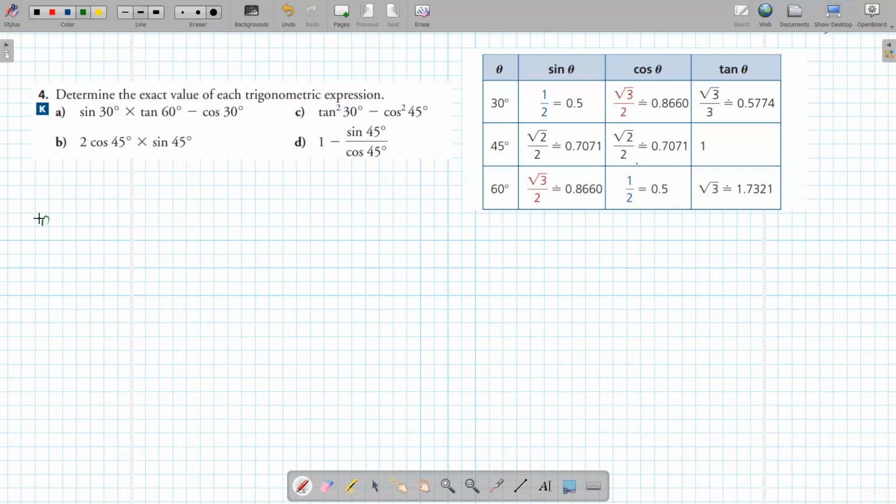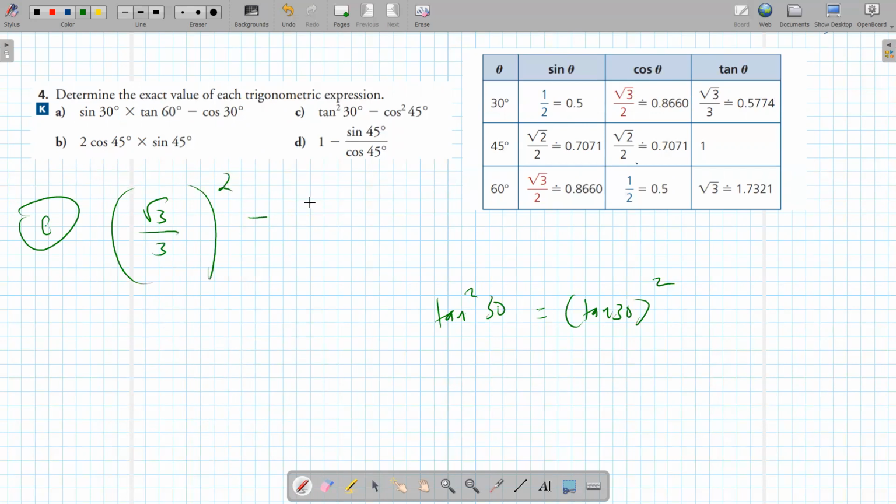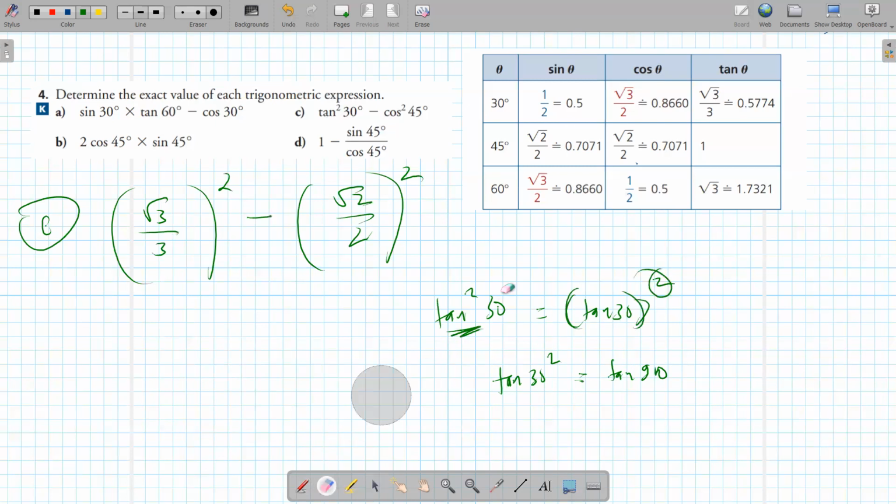I want to do C because C has a weird symbol there. Tan squared 30 just means you take tan 30 and you square it. So for C, tan squared 30. Tan 30 is root 3 over 3. We're going to square it minus cosine 45 squared. You take cosine 45, which is root 2 over 2, and then you square it. Okay? There's a difference between tan squared 30 and tan 30 squared. Tan 30 squared just means tan of 900. Whereas tan squared 30 means you do tan 30 first and then you square it.